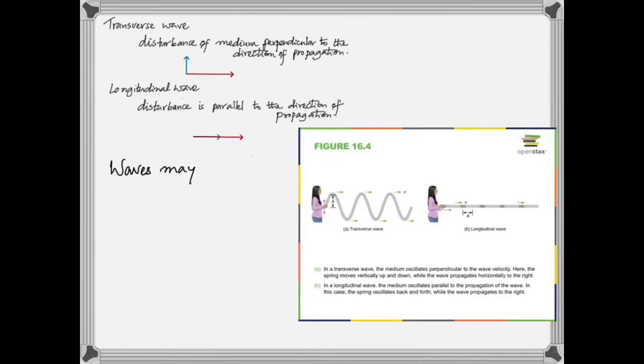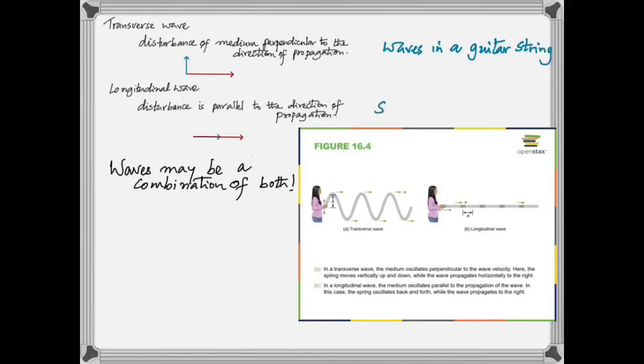Now you need to understand that waves may be a mix of these two. For example, waves in the ocean, water waves, are not perfectly transverse nor longitudinal. They are a mixture of both transverse and longitudinal waves. And this diagram here shows a slinky in which you could produce a transverse wave or you could produce a longitudinal wave. So those are the 2 types of waves.